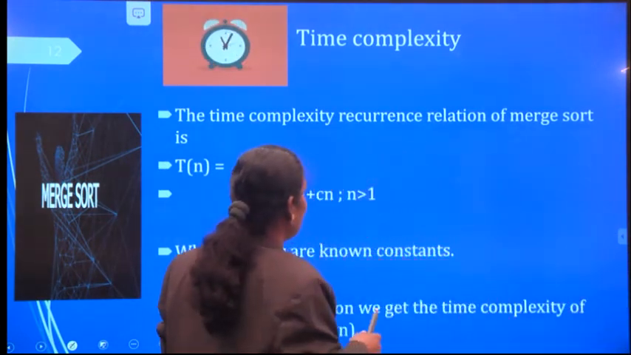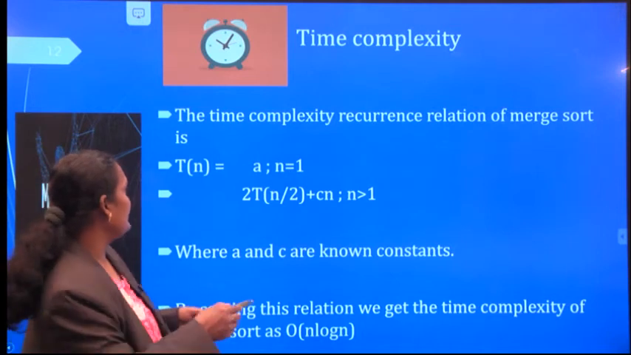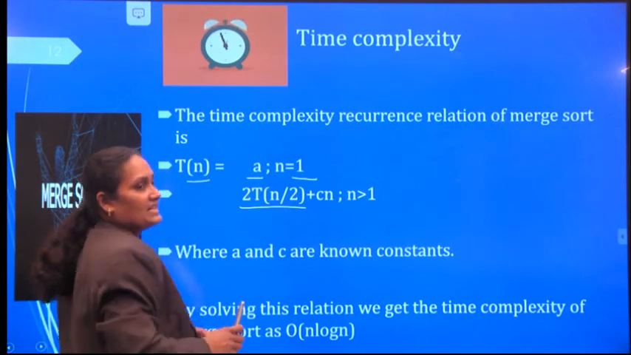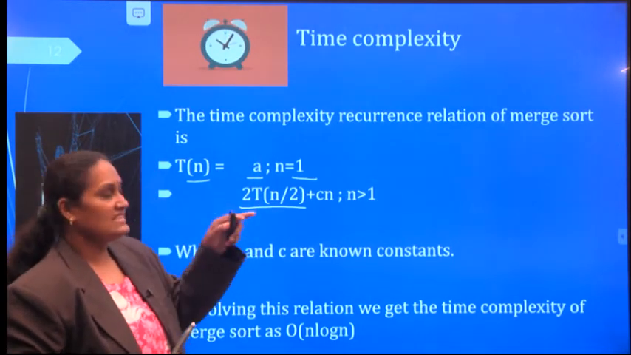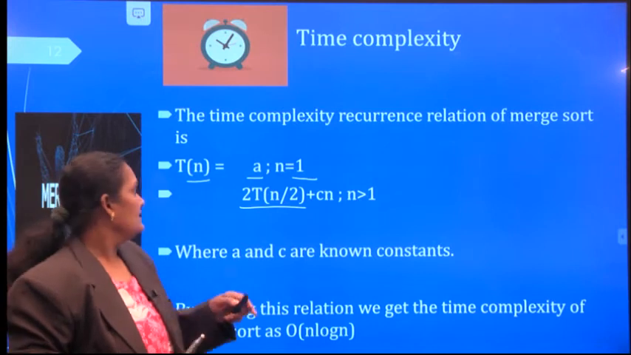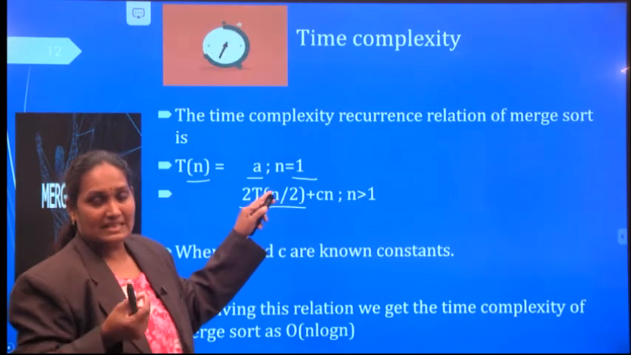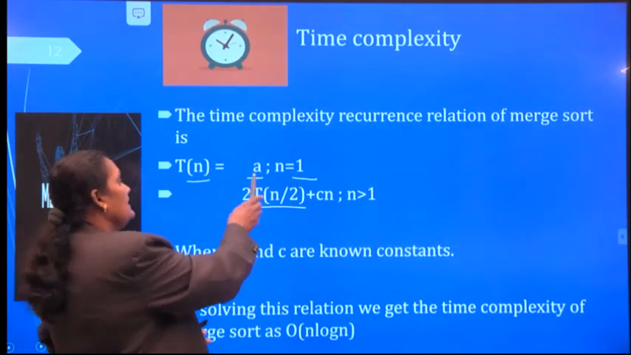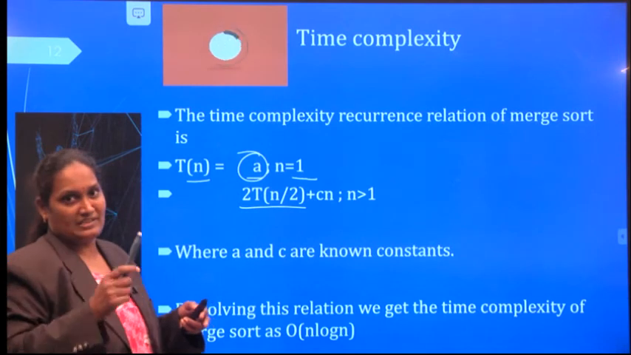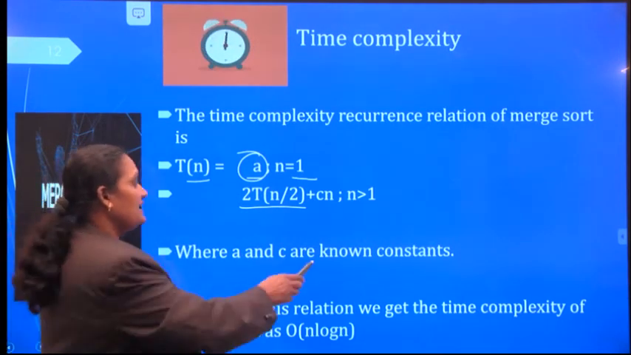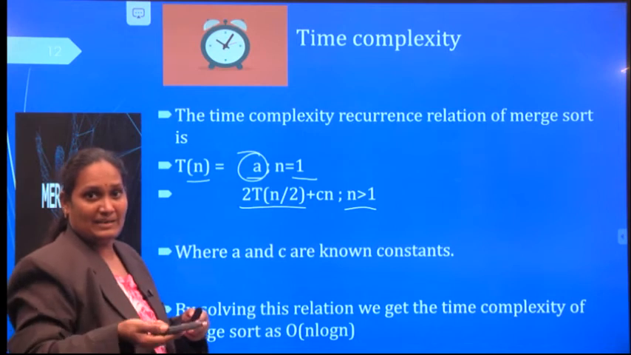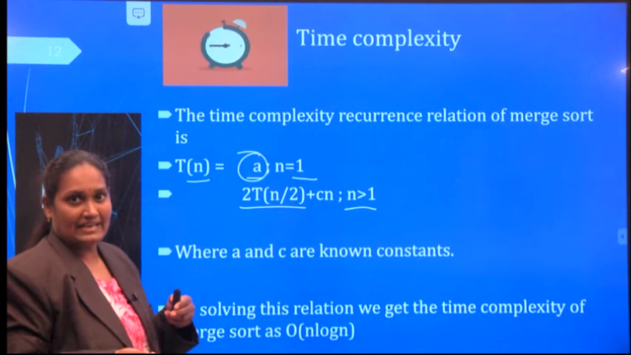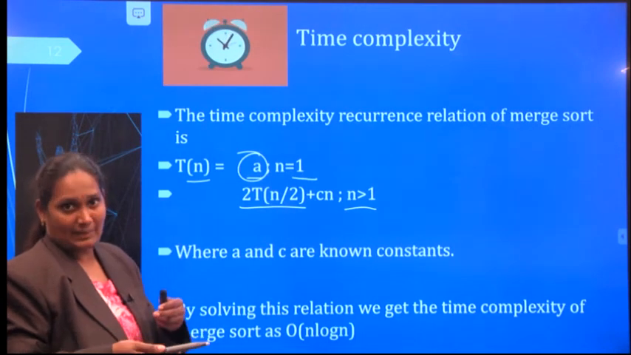Now, the time complexity recurrence relation for merge sort can be represented as T of n is equal to a when n is equal to 1, and T of n is equal to 2 T of n by 2 plus Cn when n is greater than 1. If n is equal to 1, the given array contains a single element. In that case, since the array is already sorted, its time complexity can be represented as a constant value, which is nothing but a. If n is greater than 1, that is, more than one element is present, we need to divide the array into subarrays and sort those subarrays.